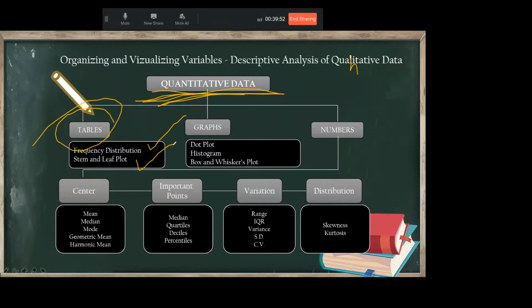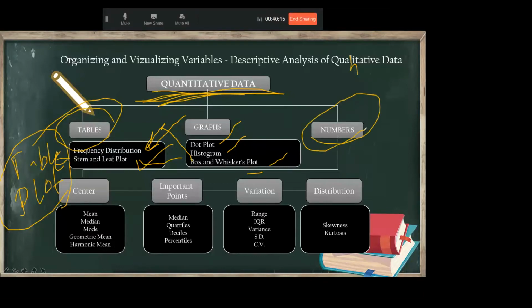Graphically, we use a histogram to present the frequency distribution, and we also use dot plot and box and whisker. Stem and leaf itself, some people use it as a table, some people say no, it's a plot. But most researchers take it as a table form. And then we will talk about numbers, how the numbers will be presented or collected after collection.